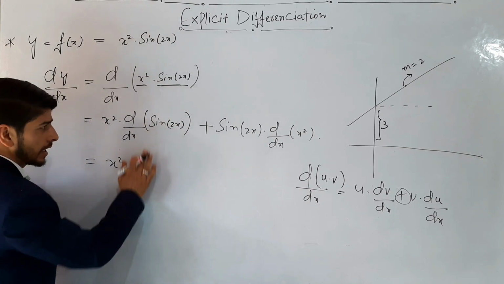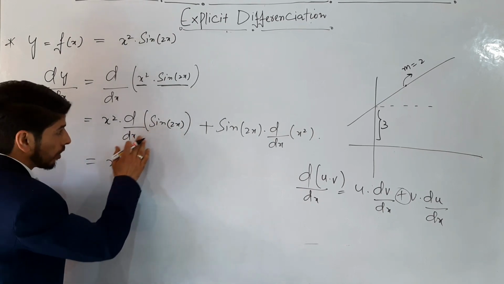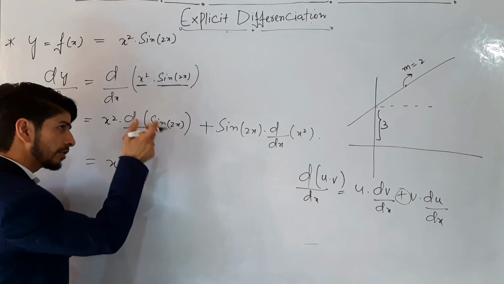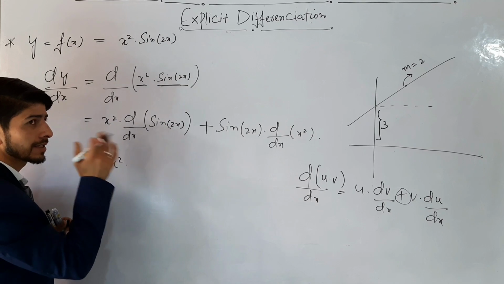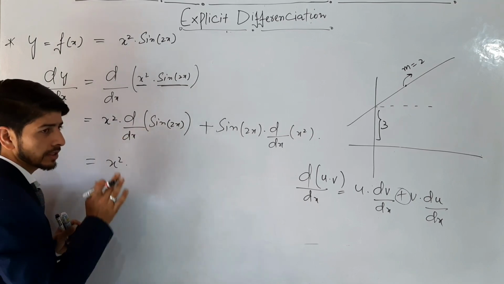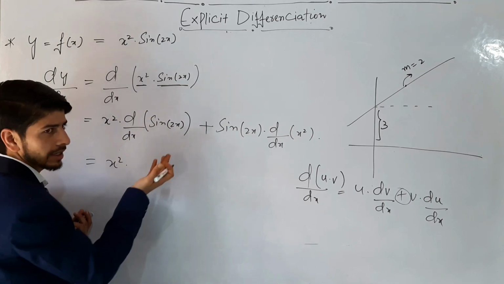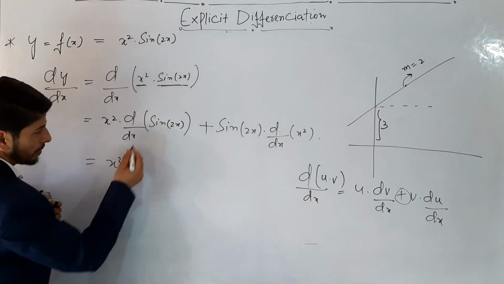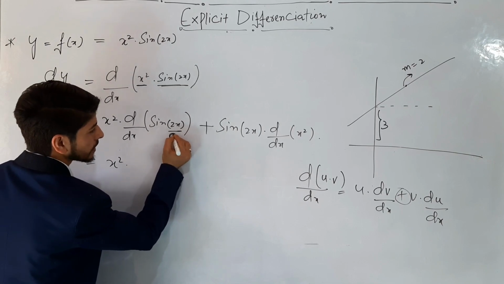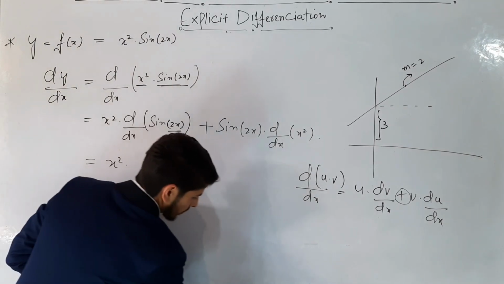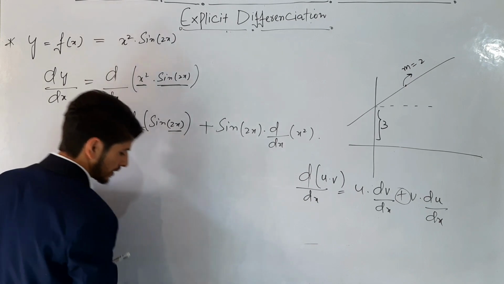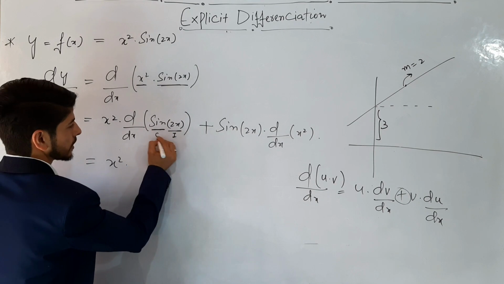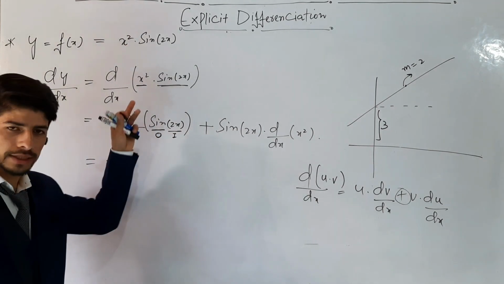inner function. Now you have to find the derivative of sine of 2x with respect to x. If it were sine of x, you know the derivative of sine of x with respect to x is cos of x. But it's not sine of x, it's sine of something other. It's sine of 2x. What will the derivative be? You have to first differentiate the inner function, sorry, and then differentiate the outer function. O means outer, I means inner function.